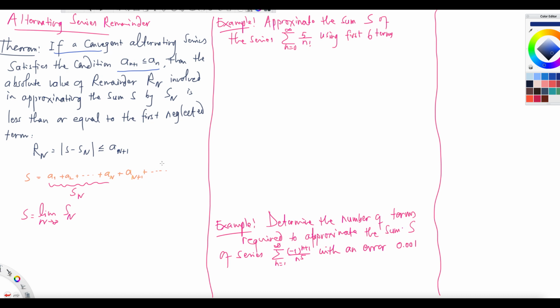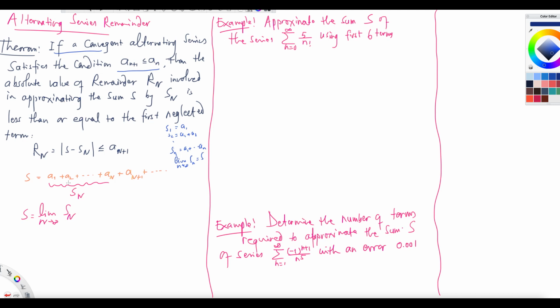Do you remember that in section 9.2 we talked about the convergence of a series? To find the convergence of a series, what did we do? We found s1 is a1, s2 is a1 plus a2, and Sn equals a1 plus up to an. And then we found the limit as n tends to infinity of Sn. If it is s, then we say that the series converges to s.